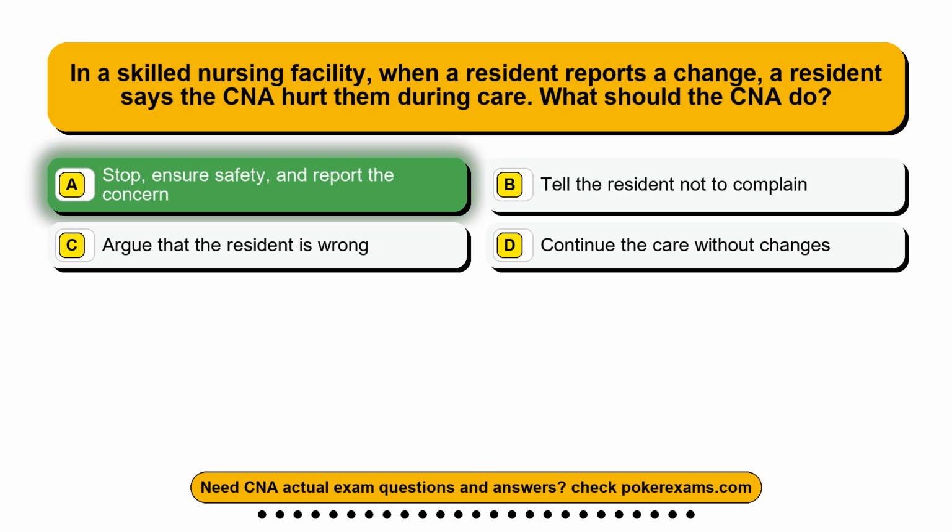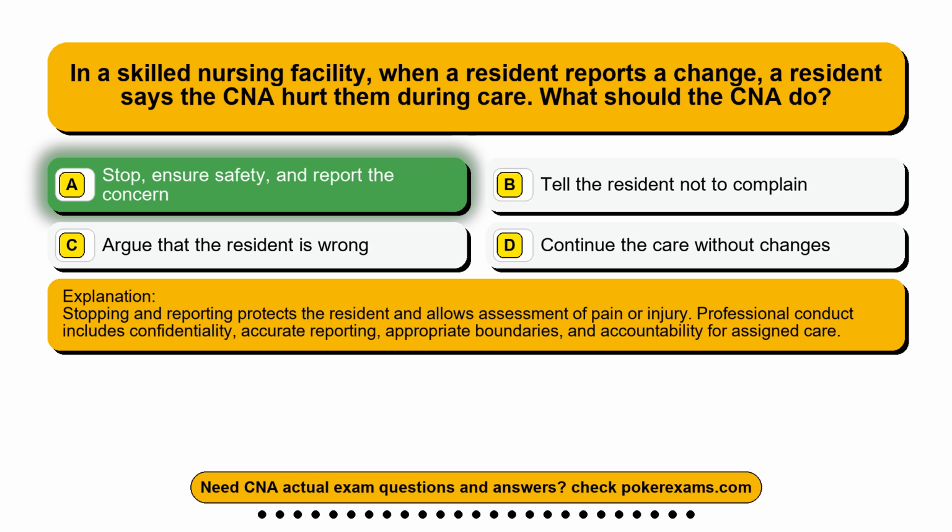The correct answer is option A. Stop, ensure safety, and report the concern. Stopping and reporting protects the resident and allows assessment of pain or injury. Professional conduct includes confidentiality, accurate reporting, appropriate boundaries, and accountability for assigned care.